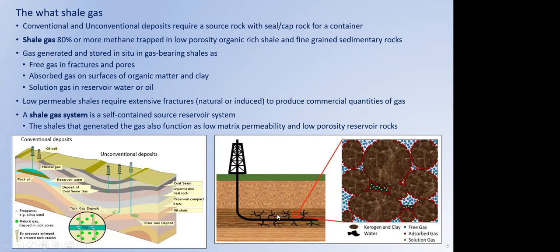These low permeability shales, as this little schematic shows, require fractures, either natural fractures or induced. It does require a cap, and in many cases these shale bands are quite thin and extensive, and we'll touch base on that later. So a shale gas system is a self-contained source reservoir, and the shales that generate the gas also function as the low matrix permeability and low porosity reservoir rocks.